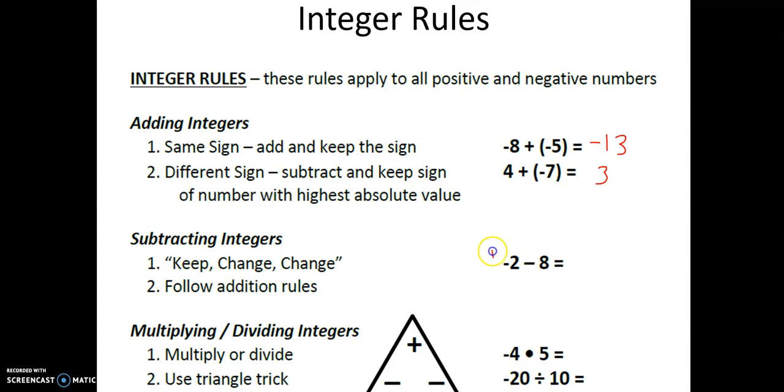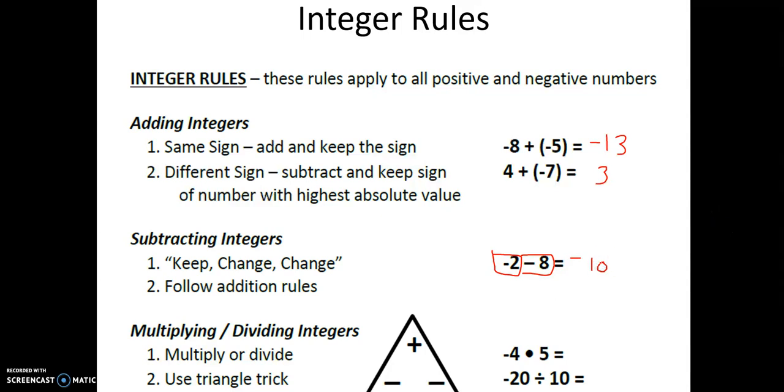So this is negative 2, this is negative 8, so they have the same sign. We're keeping the sign of the greater absolute value. It's negative. And 8 plus 2 is 10.